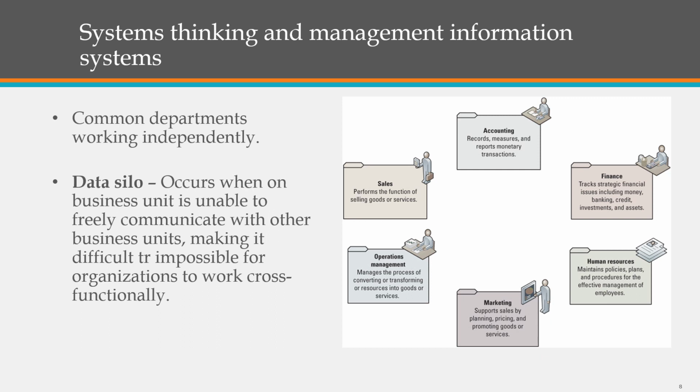Another area where IT and technology partners come in with business is at the intersection of systems thinking and managing information systems. In the world we live in, any department in business, from accounting, finance, human resources, marketing, operations, and sales, has its own data that we need to manage and pieces of information that really matter only to us at times. But what ends up happening in some organizations is this thing called a data silo, or working in silos. It occurs when one business unit is unable to freely communicate with another business unit, making it difficult and almost impossible for organizations to work cross-functionally.